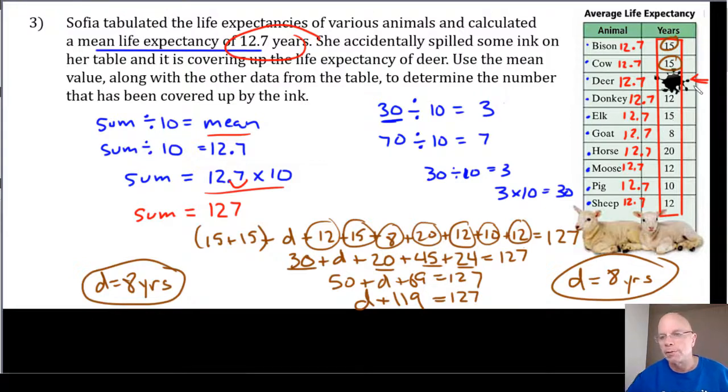If we wanted to be really thorough, we could put the 8 here and then add these all together, divide by 10, but it seems reasonable. It seems like quite a few of these animals have life expectancies above the average. And so it's not surprising that the deer has a life expectancy kind of like the goat that's below the average.